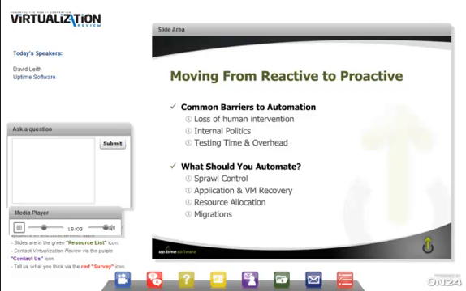The first is all about sprawl control. Any time that a VM is powered on or provisioned in the environment, it is very, very easy to trigger automated tasks that will validate that the VM is within compliance for your corporate policy. So is it rolled out with the right amount of memory, the right amount of CPU? Has it been deployed to the correct resource pool or DR environment? All of these tasks are simple checks and balances that an administrator would normally do on their own, and they can be fully automated. The second thing that's very easy to automate is application and VM recovery.